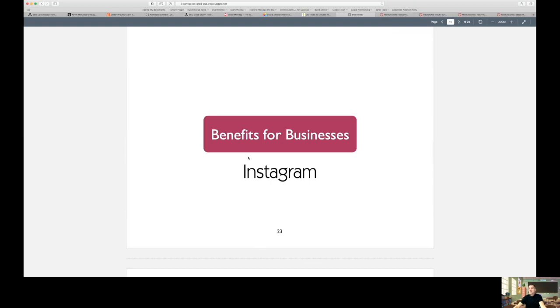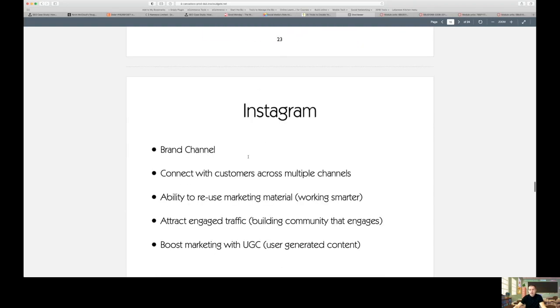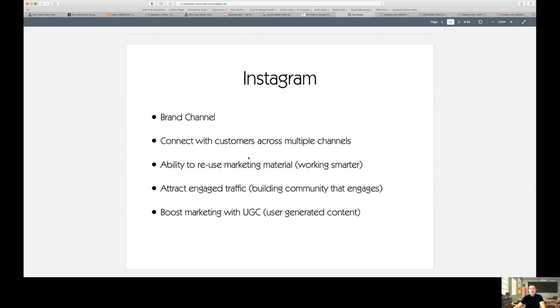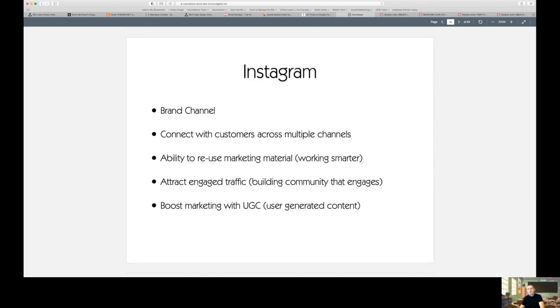Benefits for business on Instagram. Instagram is another massive social network now, really trending pretty much everywhere. In fact, if you open your smartphone, it's probably going to be there. Again, it is a place where it can be used as a brand channel. In fact, most of the brands that are being built now start with Instagram and then continue with everything else.